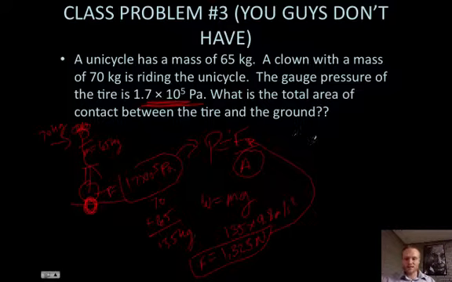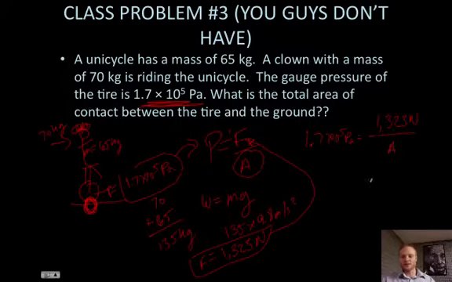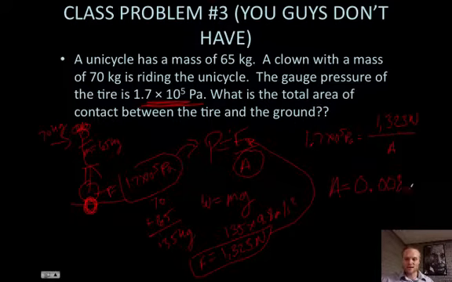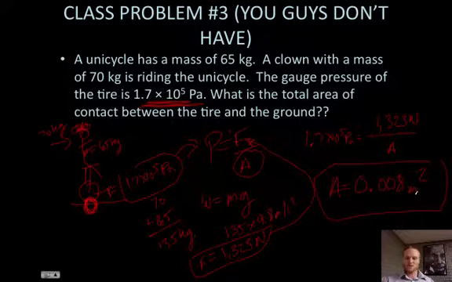And basically it'll look something like this: 1.7 times 10 to the 5th pascals equals a force of 1,323 newtons over A. And if you do a little bit of algebra and manipulate that to get A by itself, you get a very small area of 0.008 meters squared. Okay, I rounded. It was like 0.0077 or something like that. So I rounded that up to 0.008 meters squared.